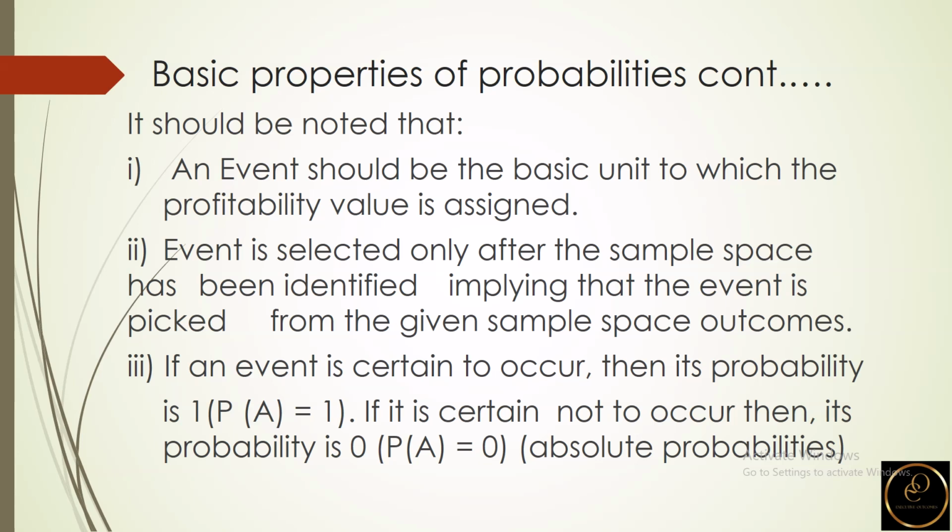Therefore, in the third point, we are talking about an event that is certain to occur. If an event is certain to occur, then we take that event to have probability 1. On the other hand, if an event is certain not to occur, then its probability is 0. Probability 1 and probability 0 are what are referred to as absolute probabilities.